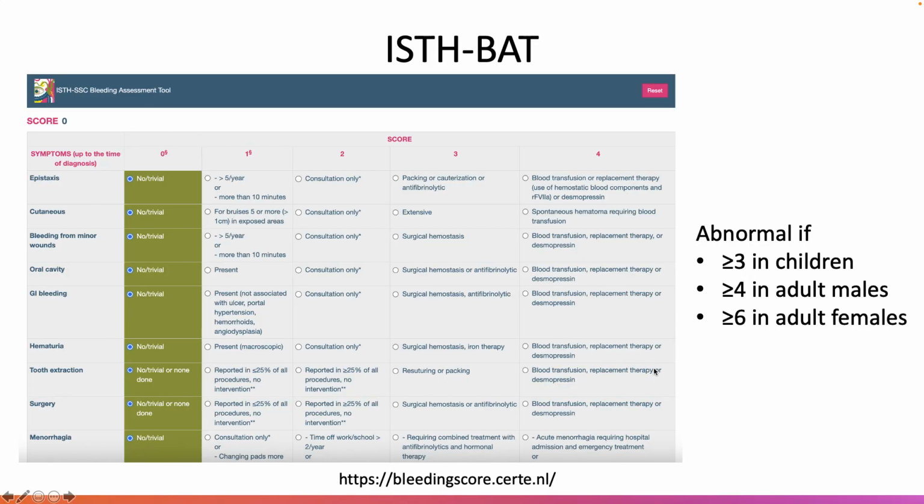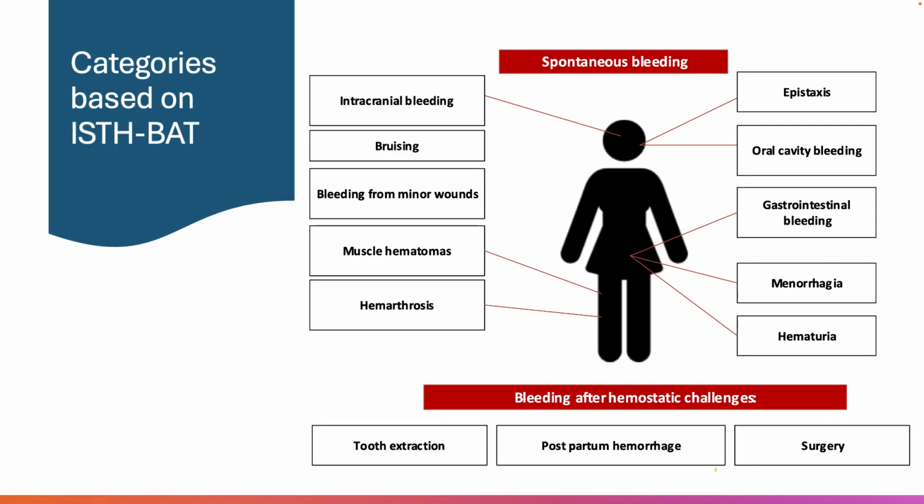You won't get this online readily, but generally we know it's abnormal when the score in children is 3 or more, in adult men is 4 or more, or in women is 6 or more. So you know that this is actually serious if it's more than this score.